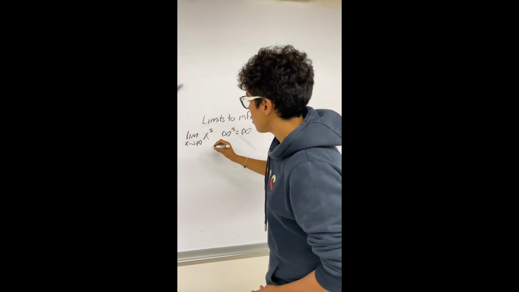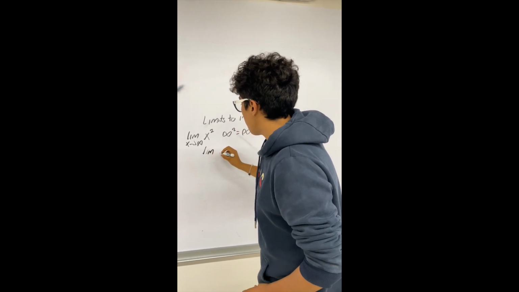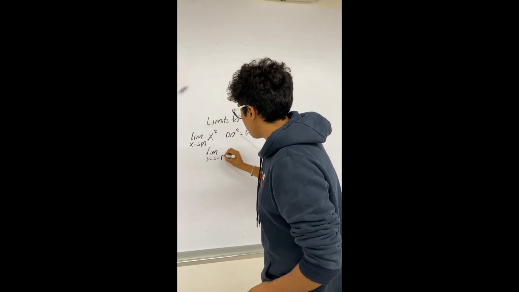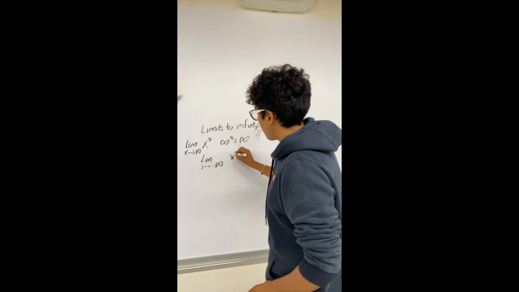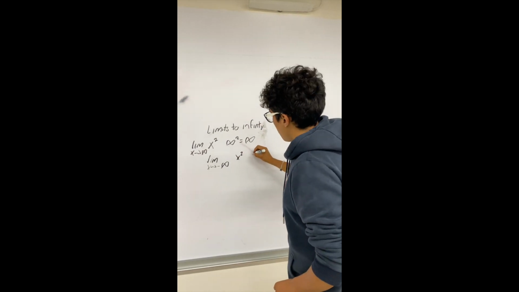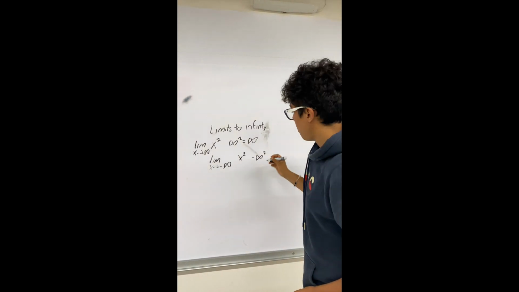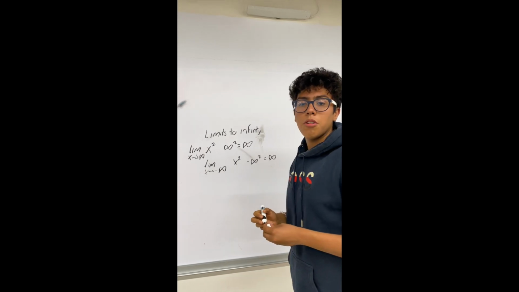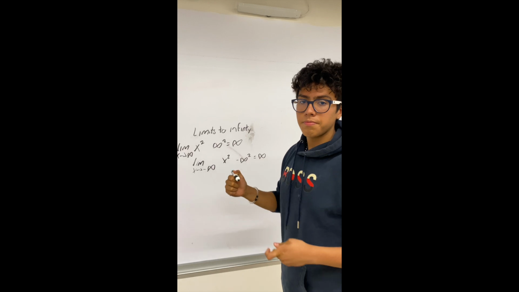But this can change if infinity is negative. If we have the limit of x approaching minus infinity, and we substitute in x squared, we will have minus infinity squared, which would be the same as infinity, because as we know, every negative number which is squared is going to be positive.